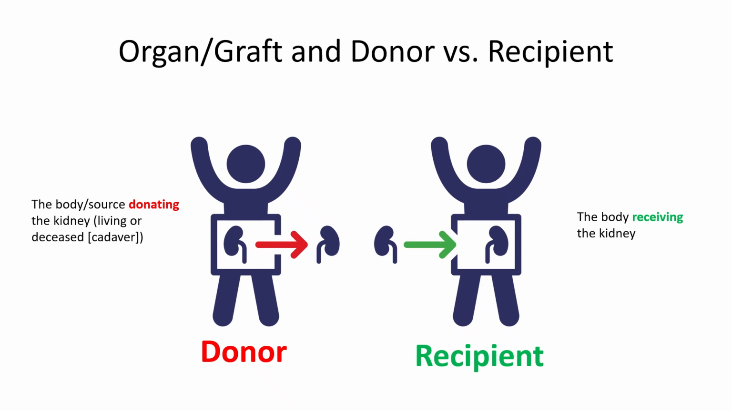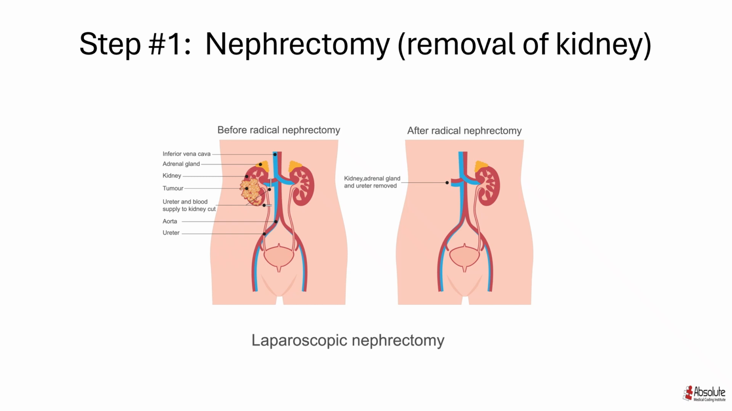Now that we have that out of the way, let's go ahead and define those three procedures. We're going to begin with a nephrectomy. The first procedure carried out in a kidney transplant is a nephrectomy. This is the removal of a kidney. Where are we removing this kidney from? Well, we're removing it from the donor. Yes, nephrectomy. And if you remember, nephro means kidney, ectomy is removal.